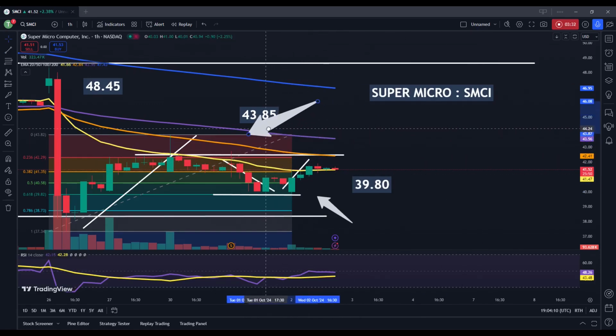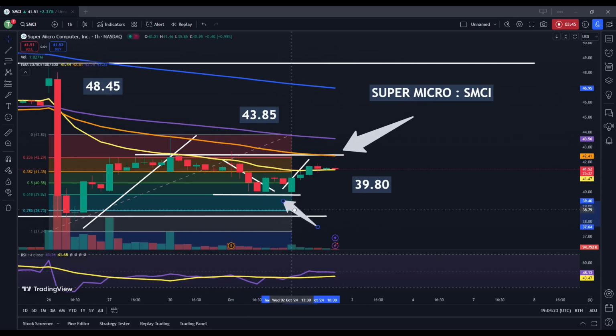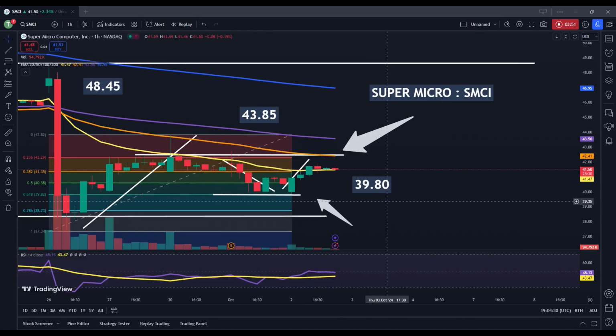And then in addition to that, we have this 50-hour exponential moving average that's coming right into contact with this upper area. So to me, what this looks like is that we really will need to see a break of 42.50 in order to confirm that this double bottom here, Fibonacci bottom as well, at 39.80 is actually the real thing, and that we're not going to see share price movements to the downside.